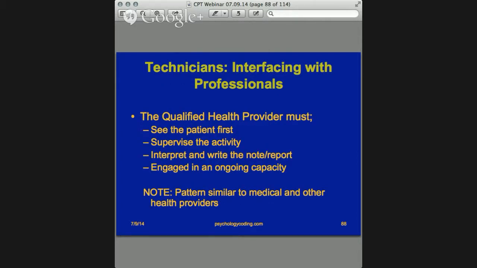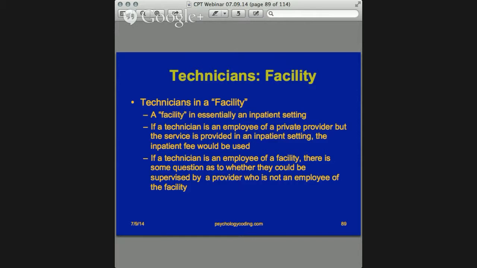The qualified health provider must see the patient first. They must supervise the activity, interpret, write the note or report, and be engaged in an ongoing capacity. This is very similar to physicians. If the individual is a technician employed at a facility, that's a different issue, and it could be that the code is, if you will, captured on a per diem basis.